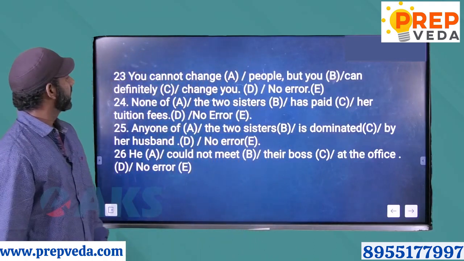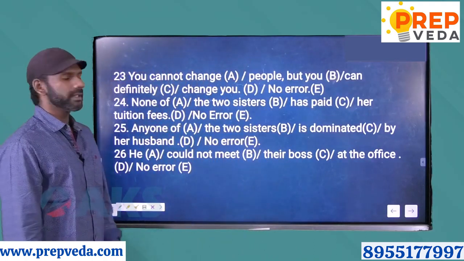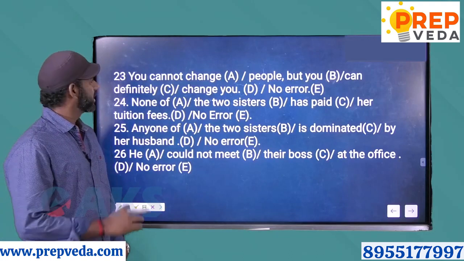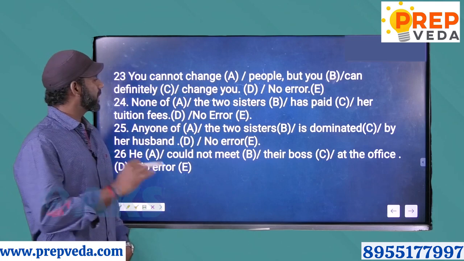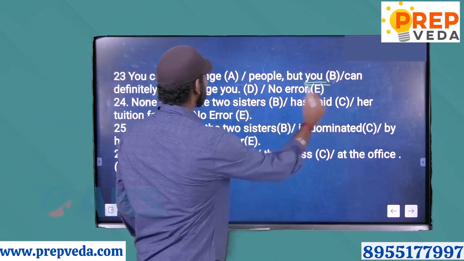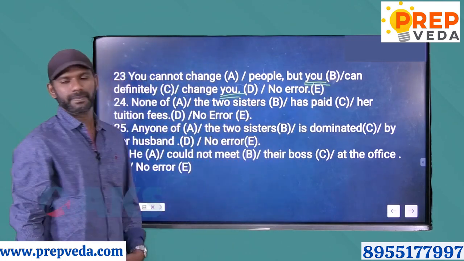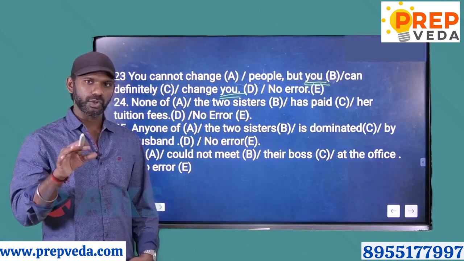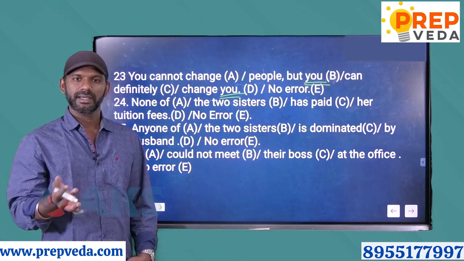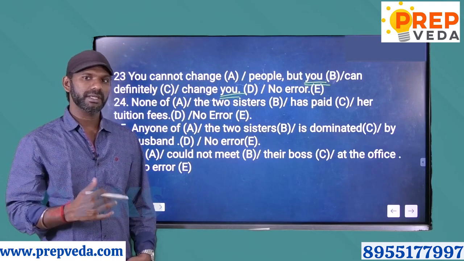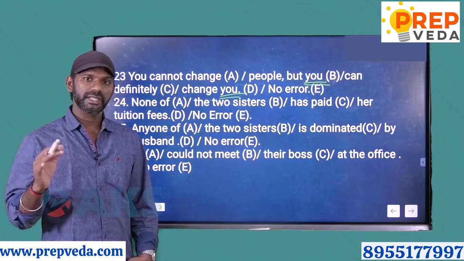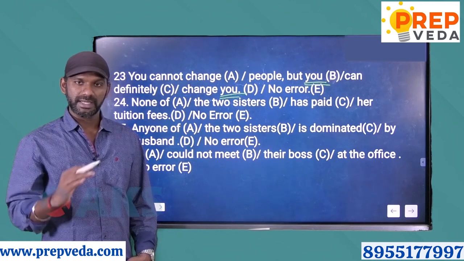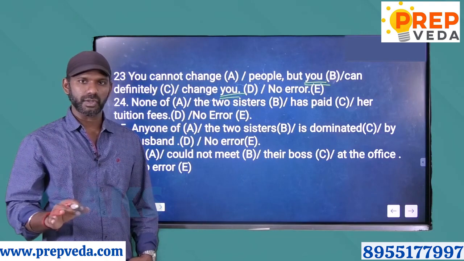Come on, next. You cannot change people, but you can definitely change you. Right? If I say, you can definitely change you, that's a wrong usage. I can definitely change me is wrong. She can definitely change her is wrong. We can definitely change us is wrong. They can definitely change them is wrong.